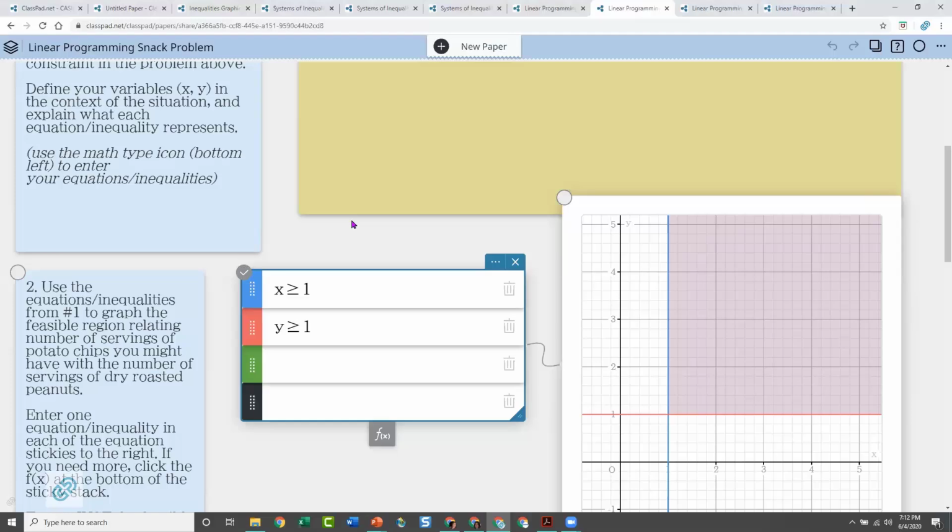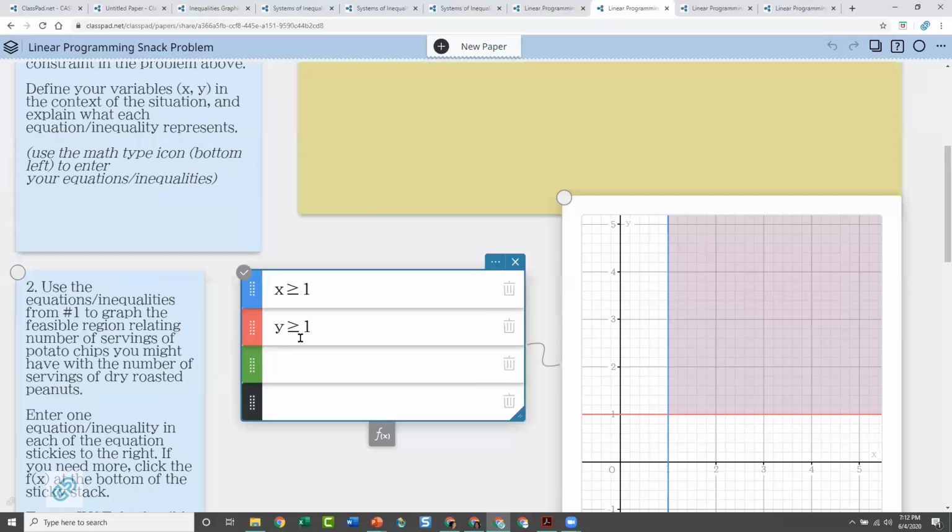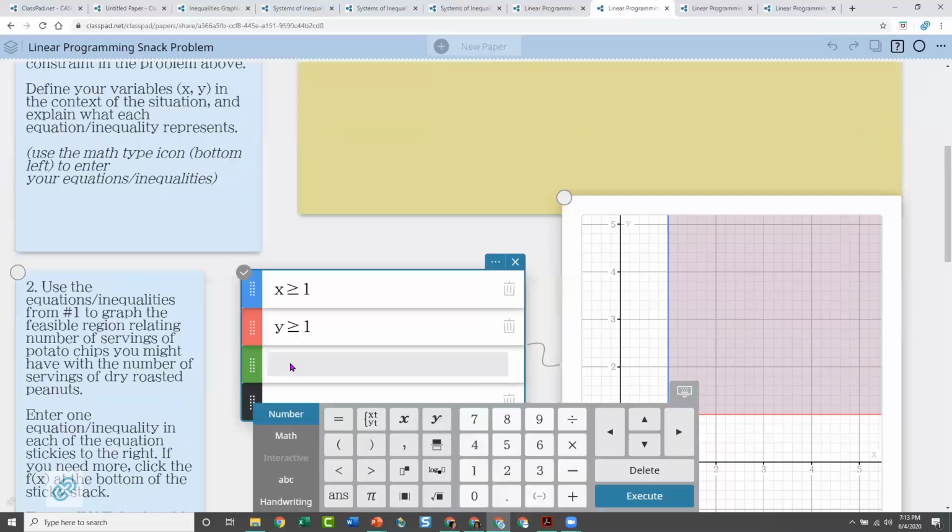All right, so if I'm looking at, I want no more than 60%. So that means less than or equal to of fat. And I have 15 for the peanuts and 10. So I would do 0.15, so I'm going to change to decimal form, plus the potato chips has to be less than or equal to 0.6.